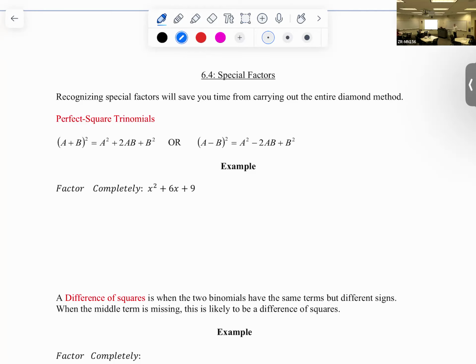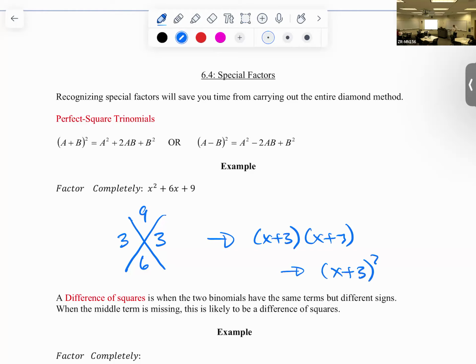You don't ever have to recognize a form. Say I see, factor completely, x squared plus 6x plus 9. How do I break that apart? What technique would I use? The one we just did, the diamond. I don't need to recognize anything, because I see 3 terms, so I do the diamond. 9 and 6. 3 and 3. That literally becomes x plus 3 times x plus 3, AKA x plus 3 squared.